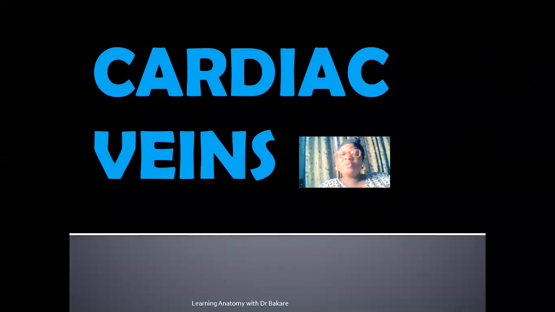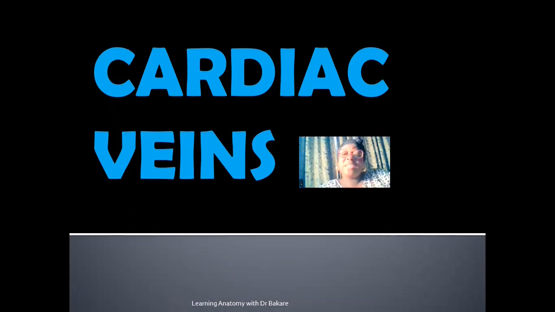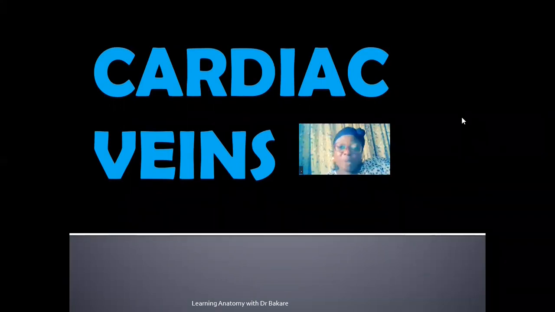In this lecture, we'll be looking at the cardiac veins. I have done a lecture on the coronary arteries through which oxygenated blood reaches the heart tissue. You can go and check that lecture up to keep yourself updated. But for the purpose of this lecture, we'll be looking at the venous drainage of the heart tissue through which venous blood or deoxygenated blood is drained from the heart.